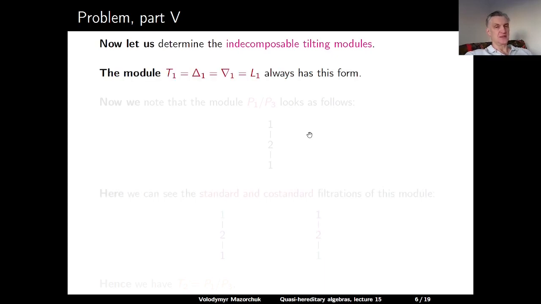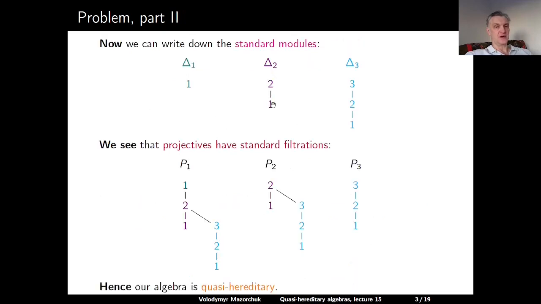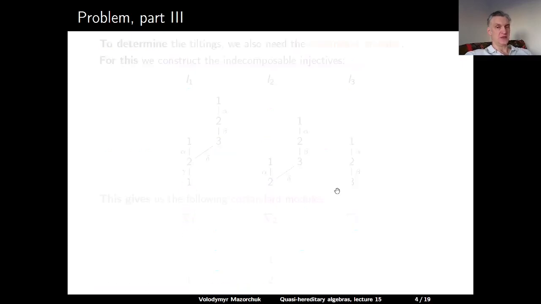T1 is just a simple module L1 because this module is both delta and nabla. It obviously has both a standard and a costandard filtration because it is both a standard and a costandard module at the same time. Next, we can note that if we take P1, there is a copy of P3 inside P1, and if we factor out P3 out of P1, we get a module of length 3 with top and socle 1 and 2 in the middle.